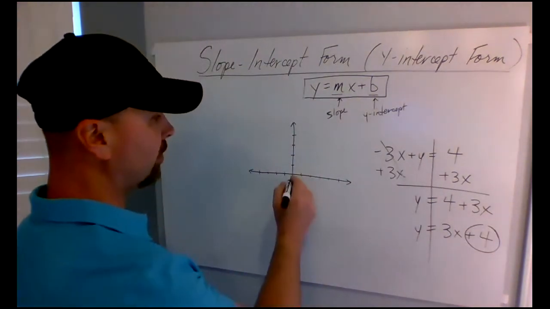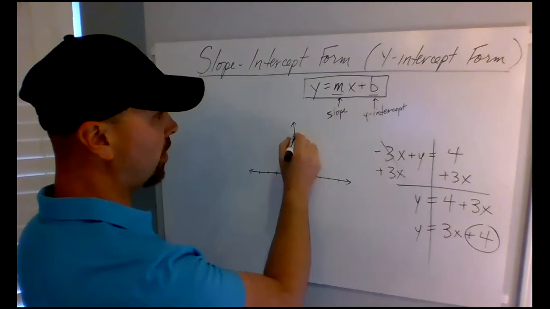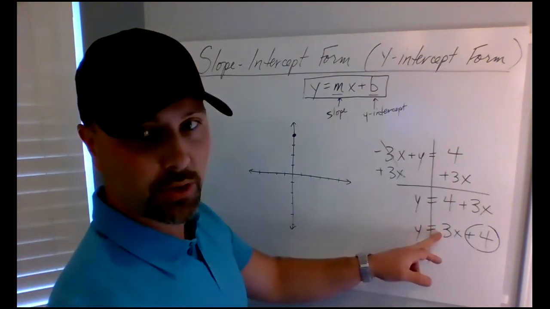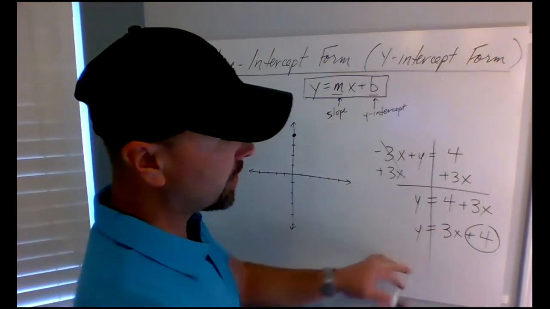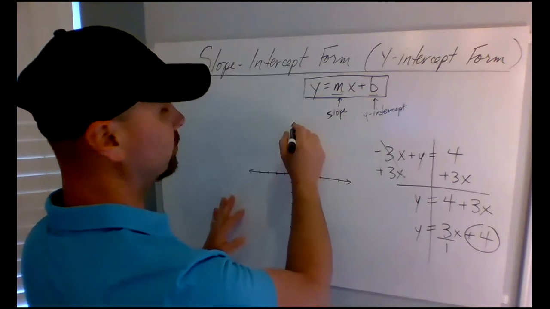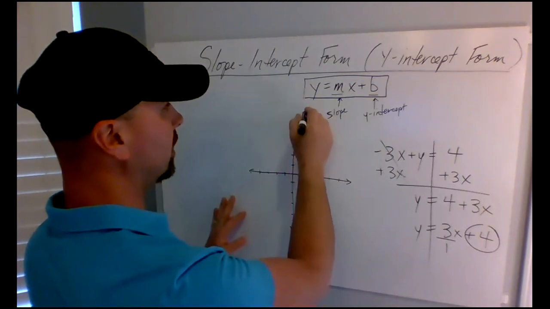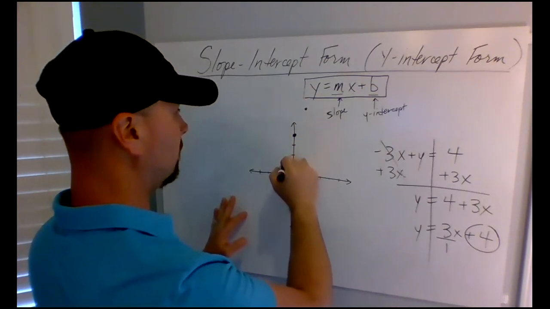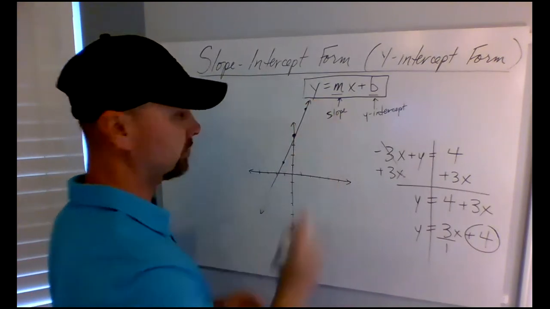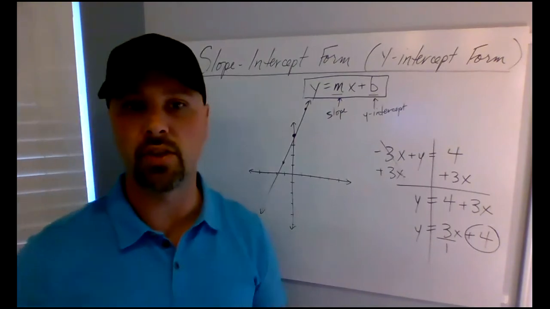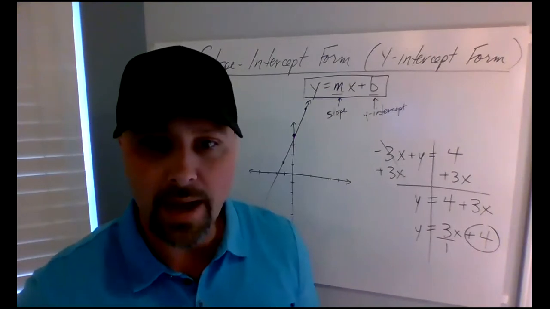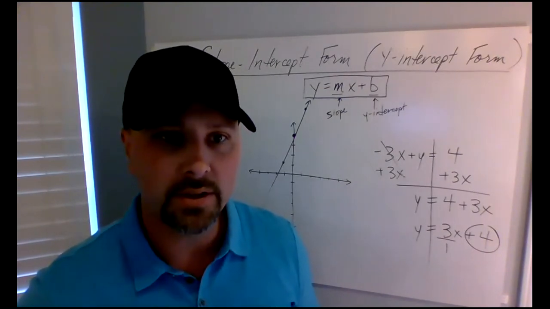Start with the positive 4. 1, 2, 3, 4 on the y. It's crossing there. It's increasing 3, rise 3, run 1. Rise 3, run 1. 1, 2, 3, run 1. Your line should look something like that. Okay? All right, we're about wrapped up with this.